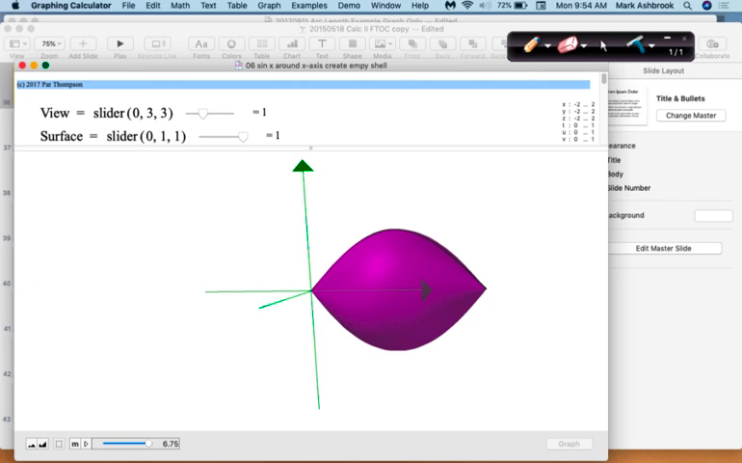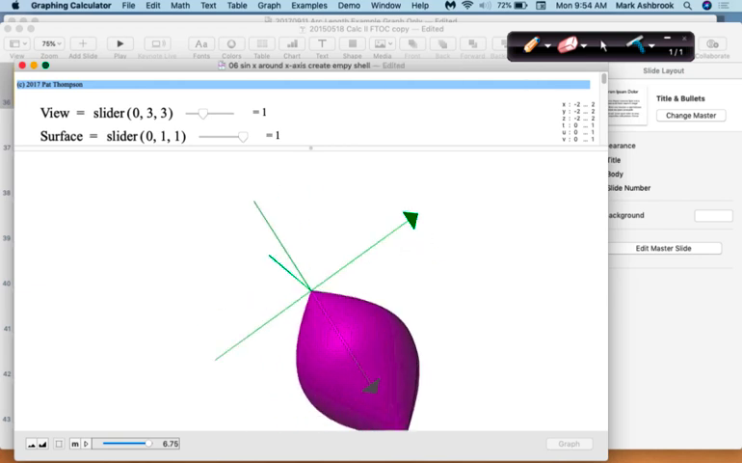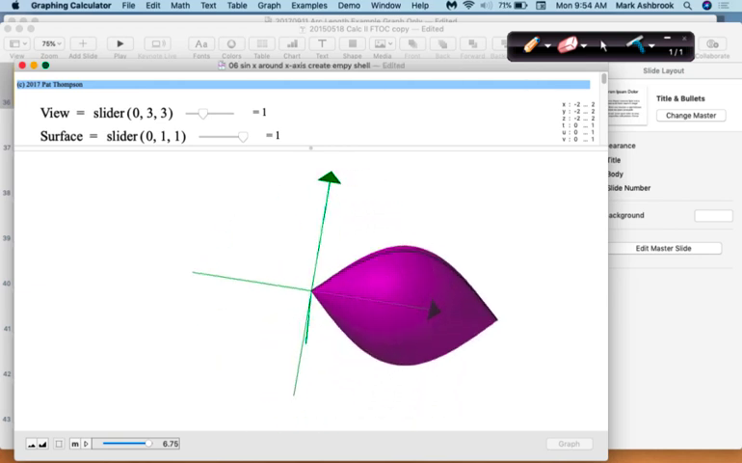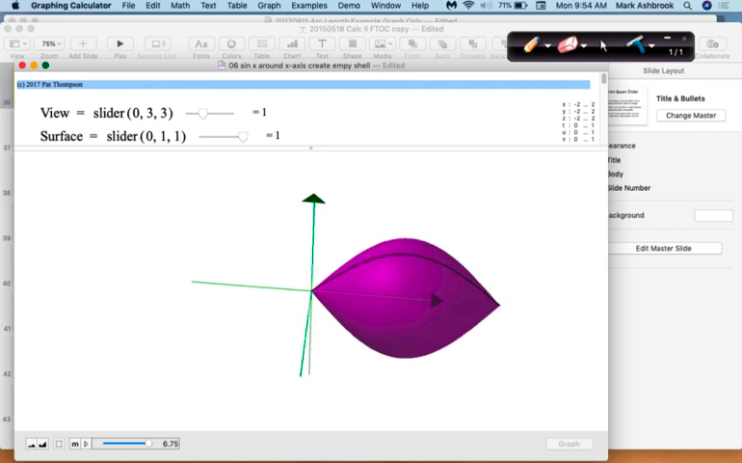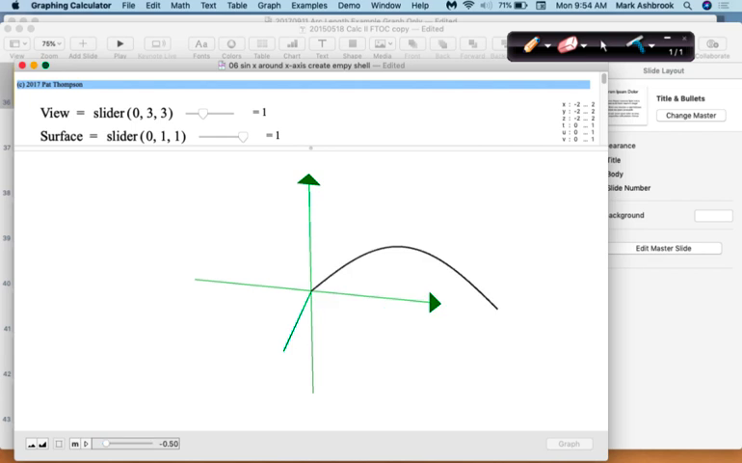So I'm going to do my sine as an example here to start. Just imagine that I have the sine. We'll go back to our basic sine curve from 0 to pi. I'm going to take that and revolve it around the x-axis to make an empty shell.